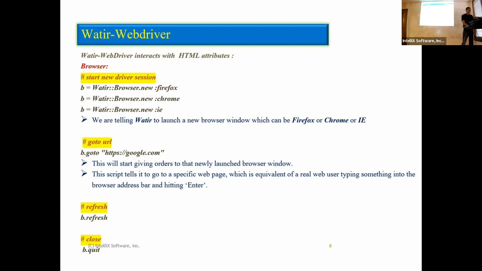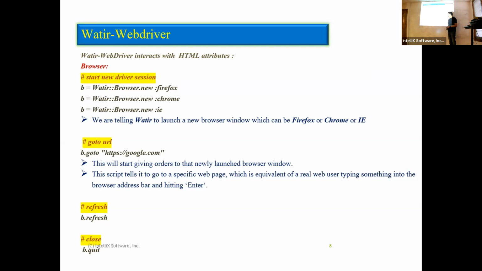So here in this example, I'm issuing a command. Once I have the object, then I can issue the commands, browser.goto. So these are methods available within the Watir browser object. Go to, and then whatever site you want to go to. If you want to refresh the browser, you can issue b.refresh and it will refresh the browser.